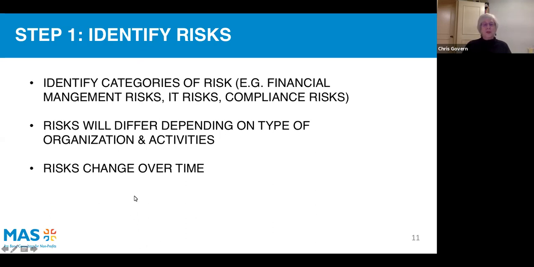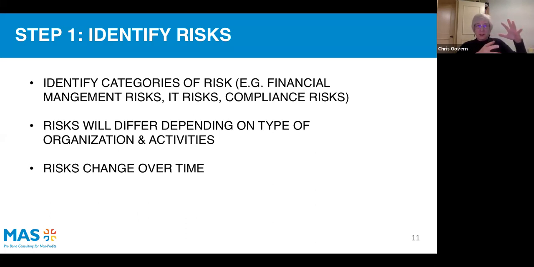So let's talk about step 1, which is how do you identify risks? And this can be, I'm finding in working with organizations, a little bit trickier than people might think at first sight. But the important thing is to organize your thoughts. It is useful to think in categories of risk. So what are the big buckets of risk in your organization?